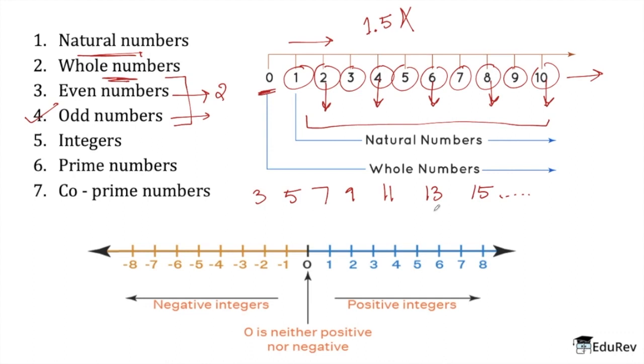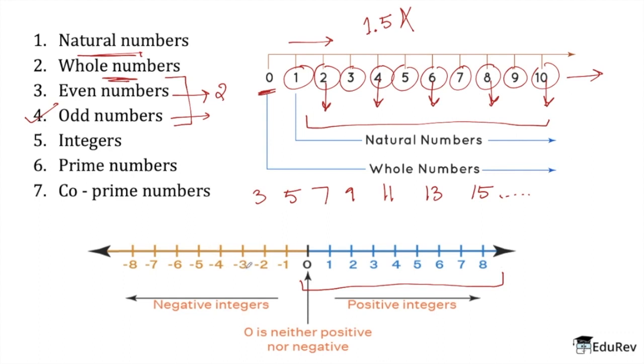Now let's move on to integers. So what are integers? Can anyone tell me? Integers are nothing but the negative part and the positive part plus the 0. That is, integers are when I take a set of whole numbers, so it's going to be 0, 1, 2, 3, 4, 5, 6, 7, 8 and all these till infinity.